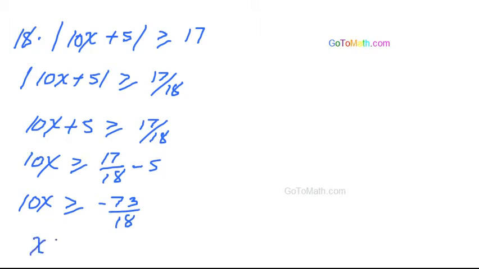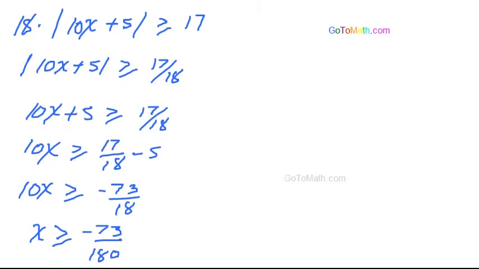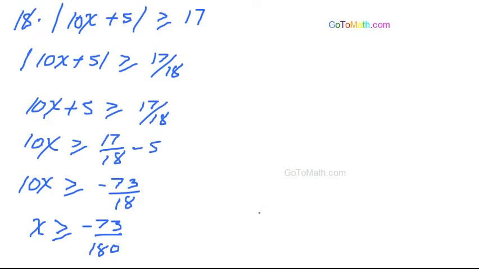And of course, now we've got x is greater than or equal to. We'll take that 10 diagonally down. So this now becomes 73 over 180. And the question is, does that reduce down? I don't think so. So we have negative 73 over 180. I'm not sure you can see that on the screen, so we'll bring that up a little.